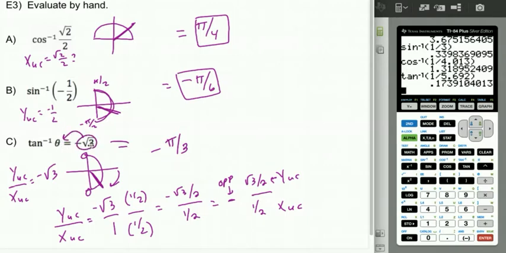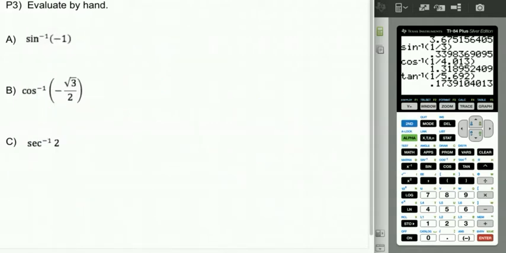So this answer is going to be, sorry, this is supposed to go in here. That's a typo. That's frustrating, but I'm not going to redo the video for it. Sorry, this goes in here, right? So this should have said, my bad, that should have said tangent inverse of negative root 3 equals, and that's what we're finding. Sorry, that's my bad.